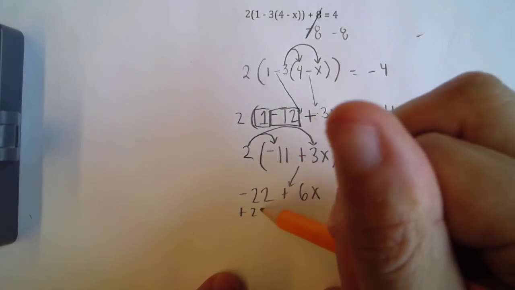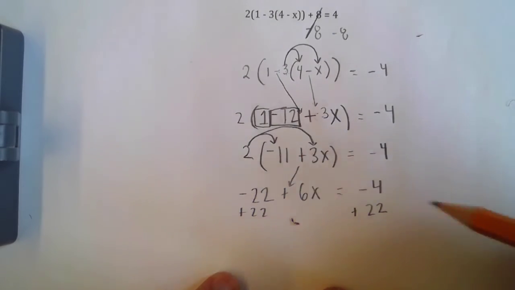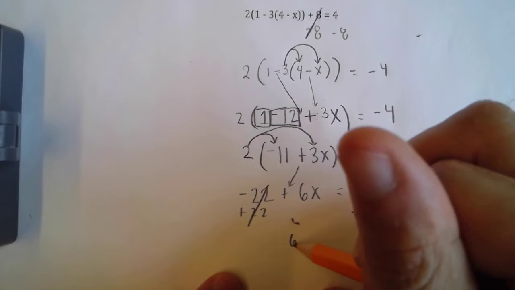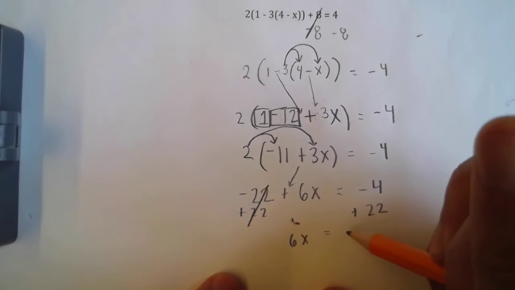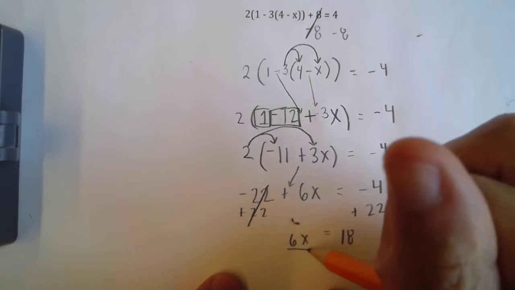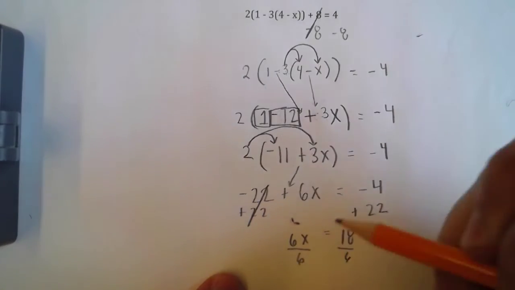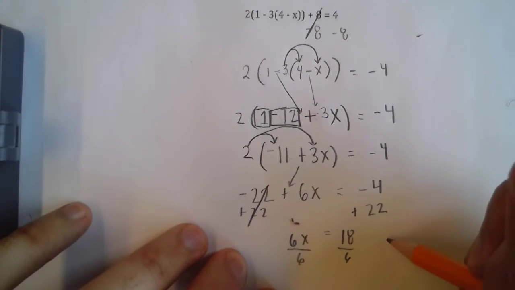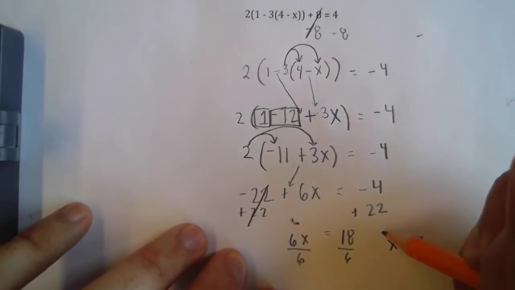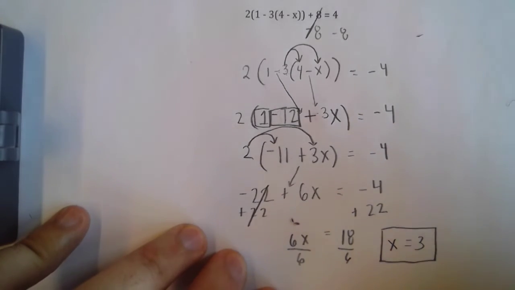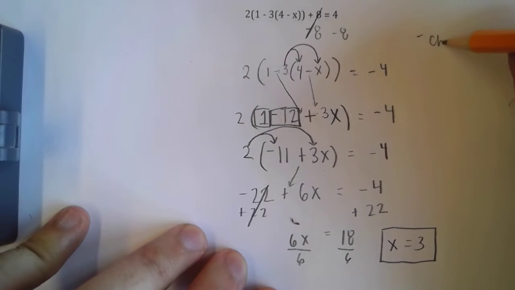I can add 22 to both sides to cancel this out, and I'm left with 6x is equal to 18. Divide both sides by 6. Whatever I do to one side, I must do to the other. And I'm left with x is equal to 3. Now that's great and all, but you are not done. You also have to check.